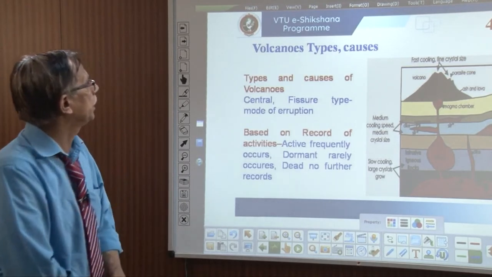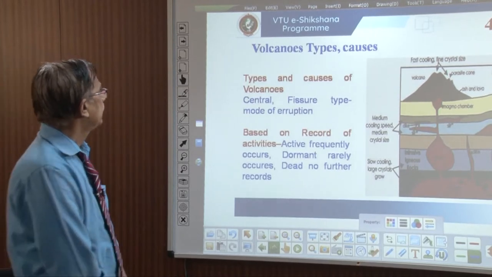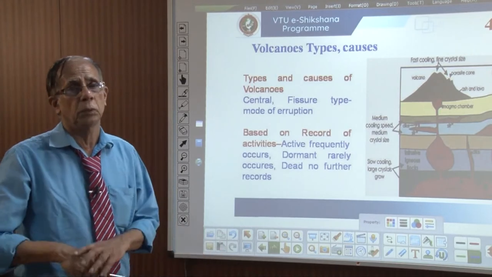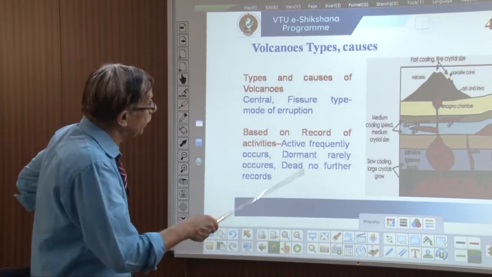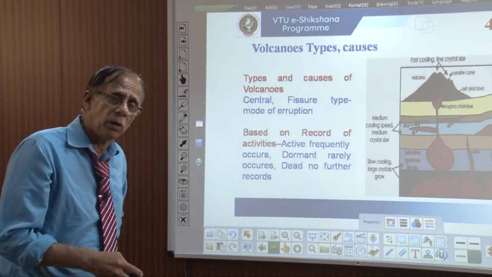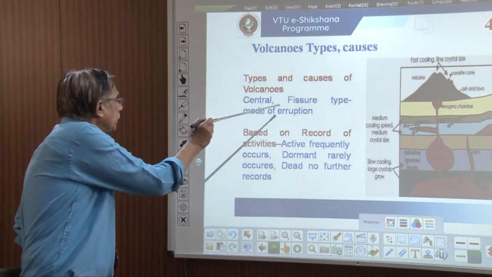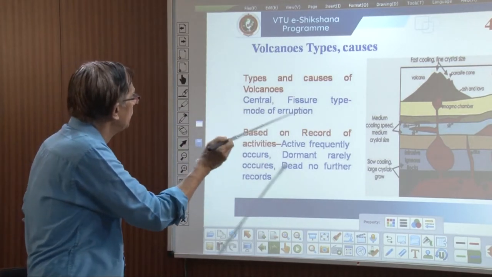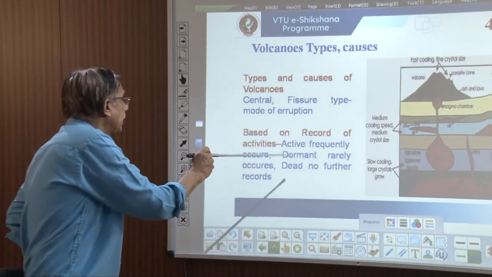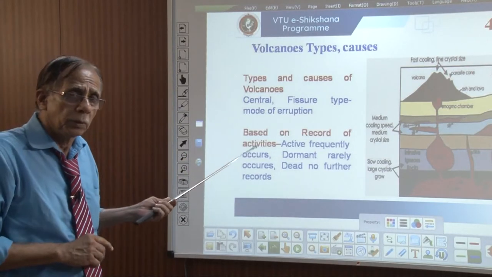So, what is a volcano? What are the types and causes? Friends, there are several methods of classification of volcanoes depending on their possible damage. One way of classifying volcanoes is based on the central or fissure type, that is, the mode of eruption. And the second is based on the record of activities.